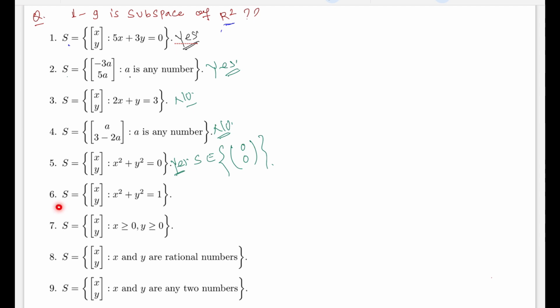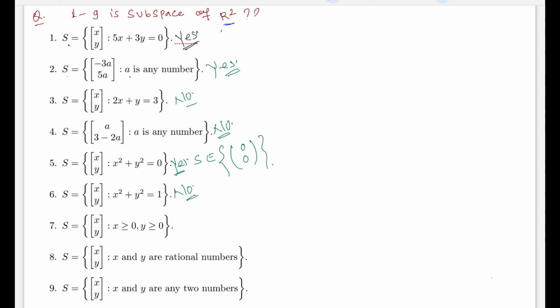Coming to this question number 6. This will not be a subspace. You can directly see that the 0 vector will not be in this particular set. Take this 0 and 0, and if this vector is in this set, then this condition needs to be satisfied. So 0 square plus 0 square is not equal to 1. So this is not a subspace of R square.